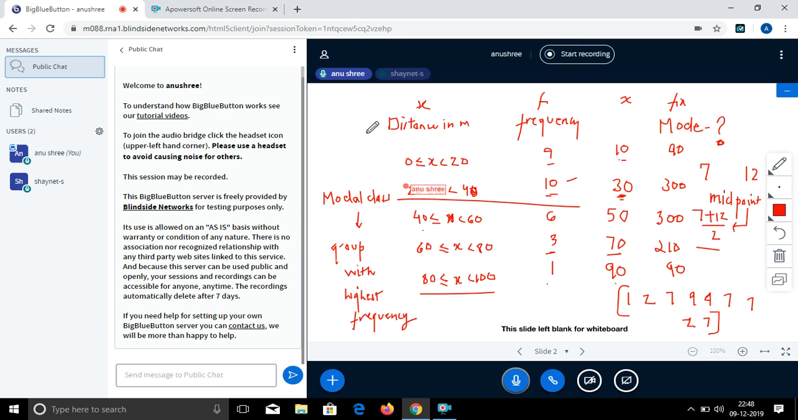Now use the formula sigma fx over sigma f, which means sigma fx is what? The addition of f and x. So whatever you have multiplied, these fx, you just have to add them. So add 90 plus 300 plus 300 plus 210 plus 90. You add them and give me the value. If you add all these 5 values, what answer will you get?